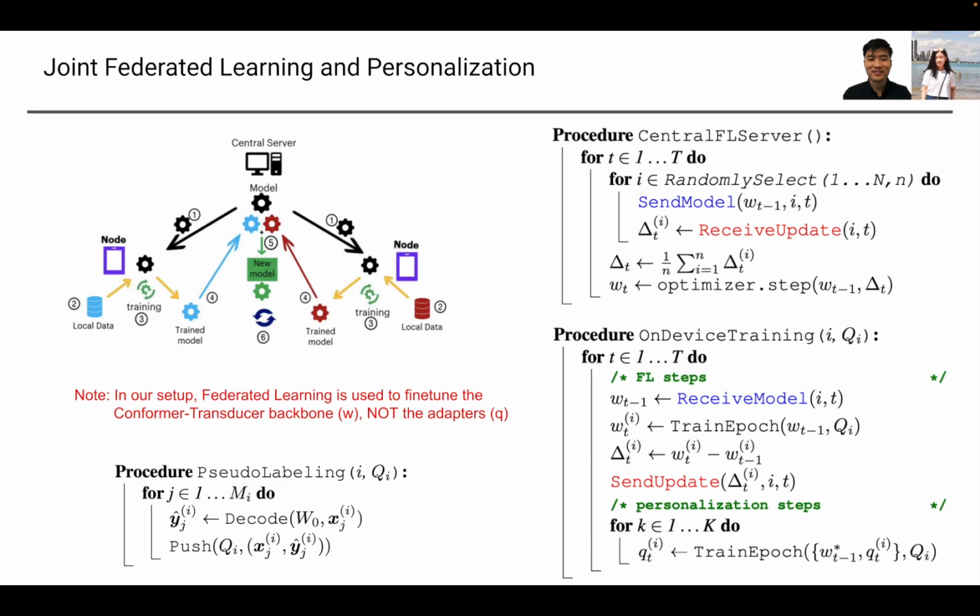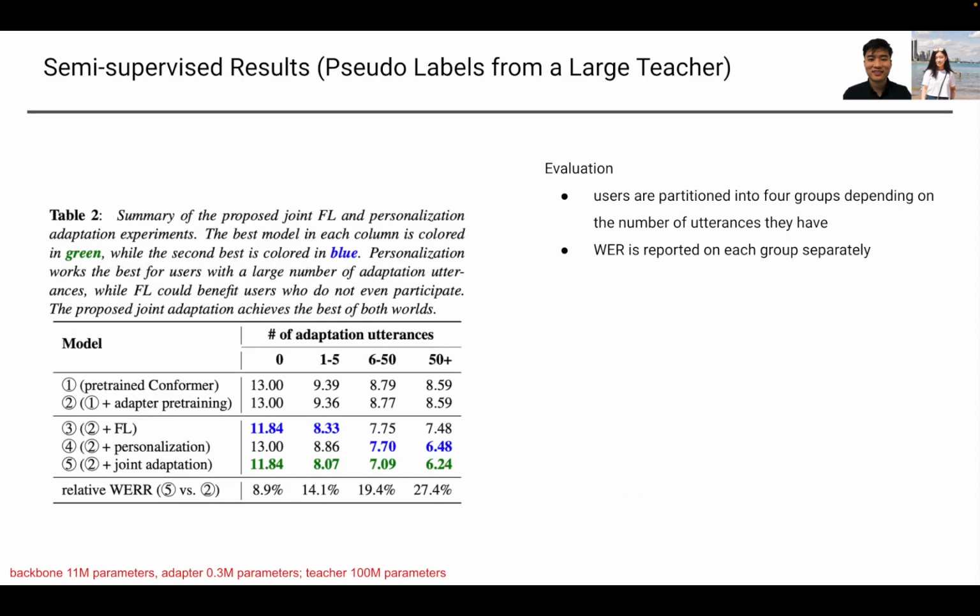Also, as we discussed, both federated learning and personalization use pseudo labels, which are generated by a teacher model on device. And given the drastically different data distribution, we will partition the users into 4 groups, depending on the number of utterances they have, and we'll report the word error rate separately for each group.